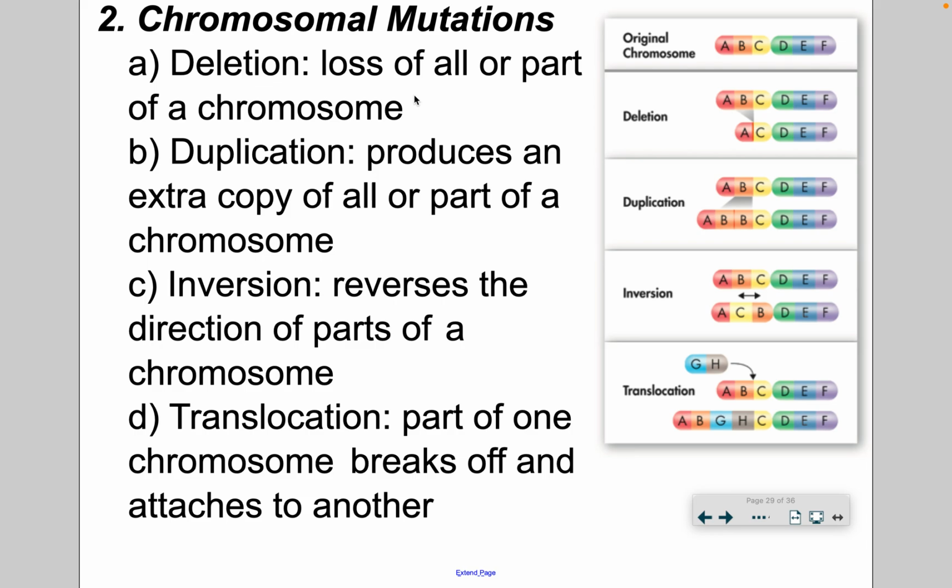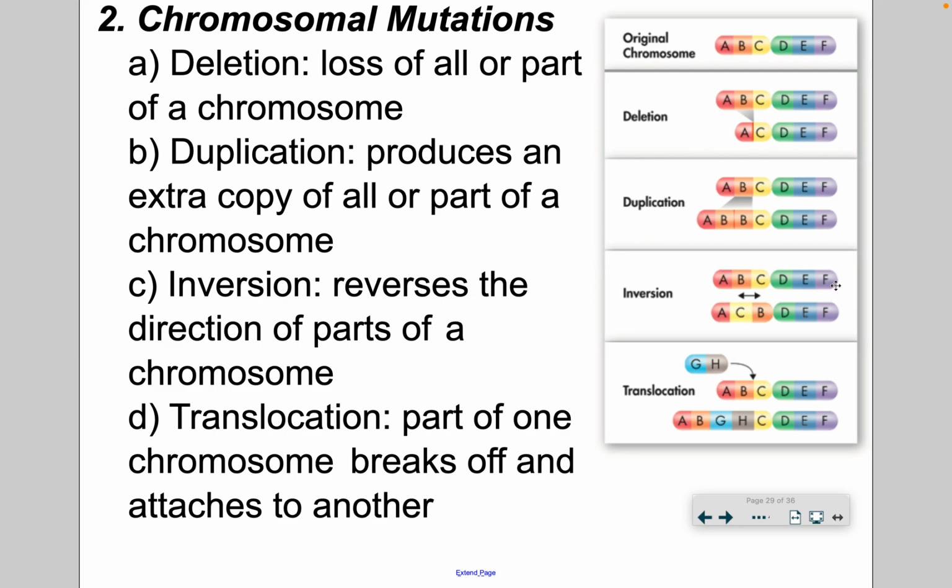Deletion, where you lose all or part of a chromosome. Okay, depicted here. So I just have the sequence A, B, C, D, E, F, and all of a sudden we lose B. Duplication produces an extra copy of all or part of the chromosome. So I have A, B, C, D, E, F, and all of a sudden it goes A, B, B, C, D, E, F. Inversion means that the chromosome breaks and reverses directions.